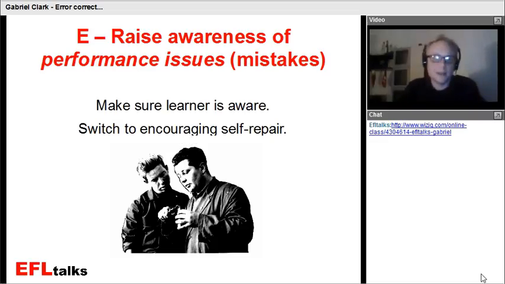Okay, and finally, if the issue in the error correction is a performance issue, so the student knows the rules but they're still making the mistake, this is something that first you need to make sure the learner is aware of. Just tell them that they're making that mistake, so that they can be a bit more conscious about it in the future. Next time the learner makes the same mistake, you can cue them and encourage them to repair themselves. Make them as aware of it as possible. As long as they're aware, they're going to be able to eventually fix those fossilizations and those errors.